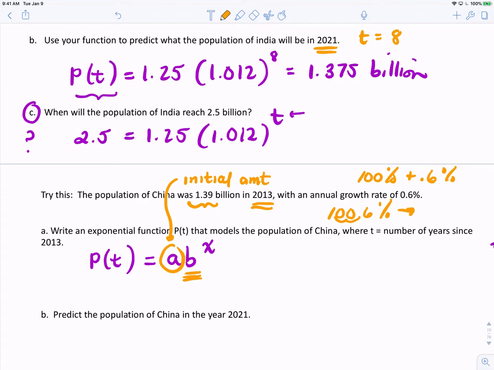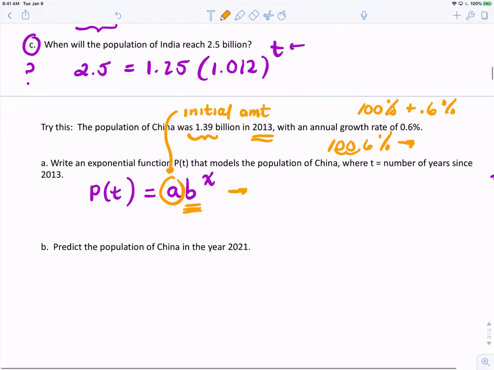So why don't you go ahead and do that? Find your initial value, find your growth rate, create the function, and then use your function to predict the population of China in the year 2021.